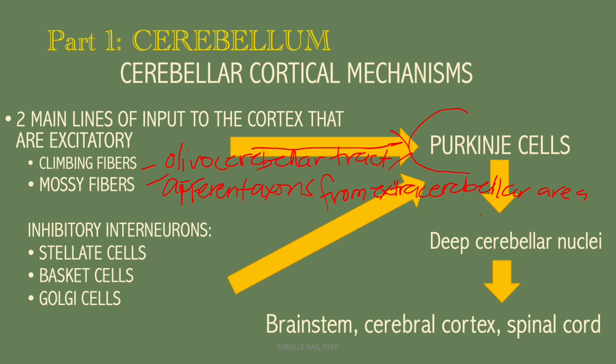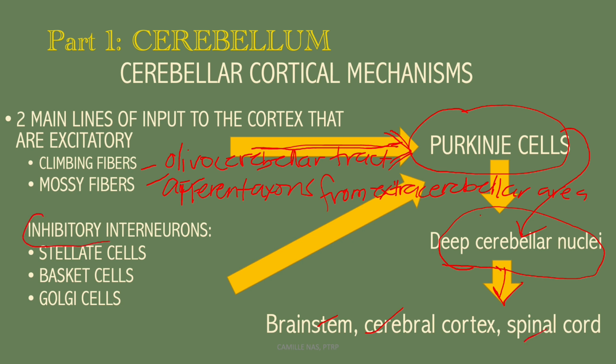And again, the function of your Purkinje cells is to inhibit. They are inhibitory to the deep cerebellar nuclei. So if this sends an excitatory signal to your Purkinje, it will therefore inhibit the function of your deep cerebellar nuclei, and that will also inhibit the action to the brainstem, cerebral cortex, and spinal cord.